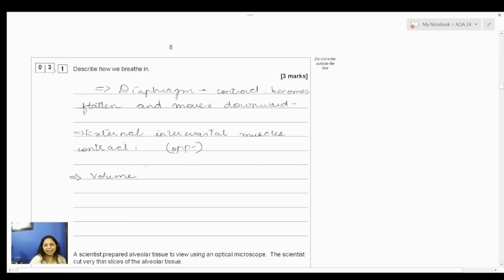of the thoracic cavity increases, volume increases, and the pressure decreases. The important word is thoracic cavity over here. So these are the 3 points that are needed to be mentioned.